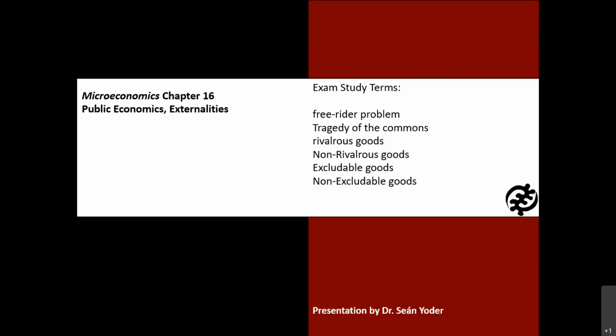This is EC201 Microeconomics, and today we're doing public goods, and we're also going to do externalities today. We're going to start with externalities first, but these are two disjoint ideas. These are two of the market failures we talked about last time when we did Chapter 12.